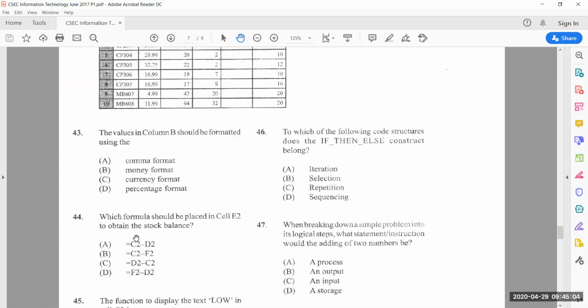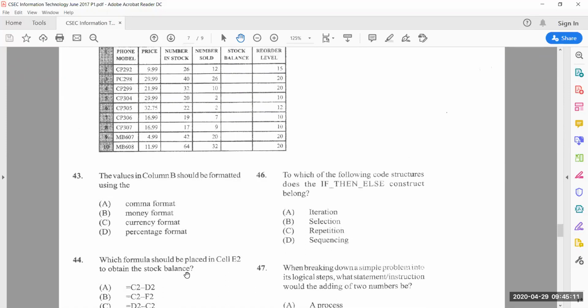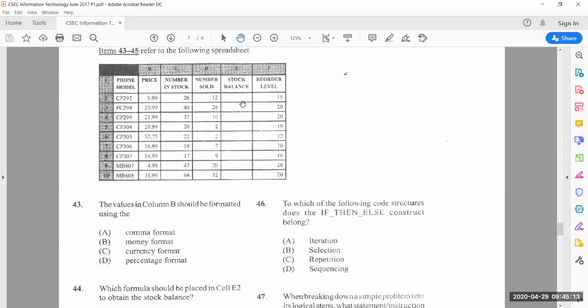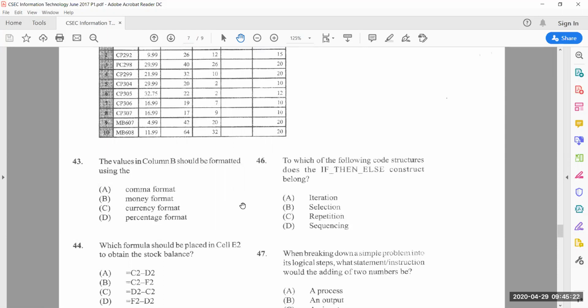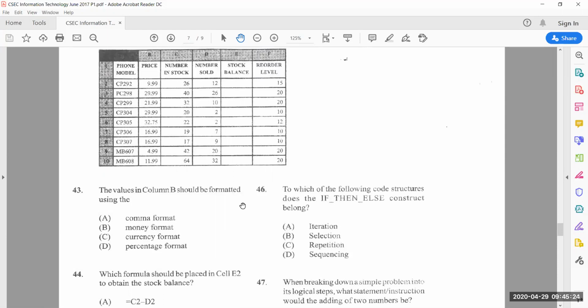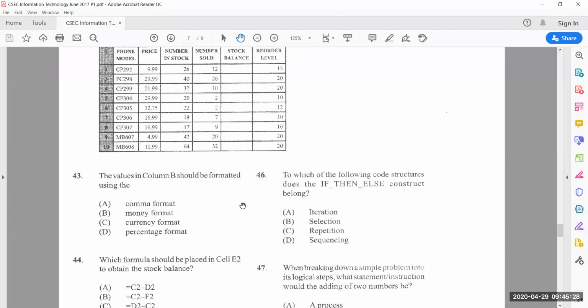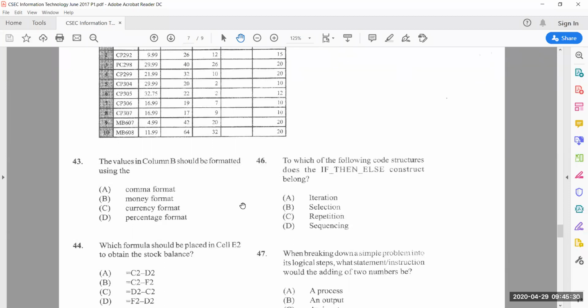Okay, 44. Which formula should be placed in cell E2 to obtain the stock balance? So you need to put a formula in cell E2, and that will calculate the stock balance. So what do you all have for 44? Anybody? What do you have for 44?